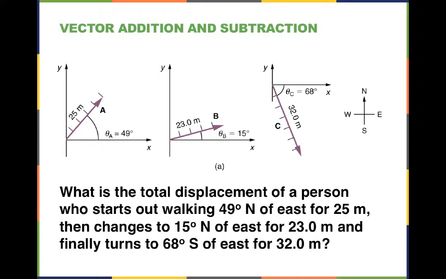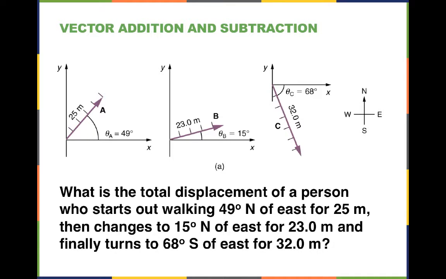So let's take a second example. What is the total displacement of a person who starts out walking 49 degrees north of east for 25 meters, then changes to 15 degrees north of east for 23 meters, and lastly turns 68 degrees south of east for 32 meters? Now what I've done in these diagrams is show each of these vectors individually without adding them together.